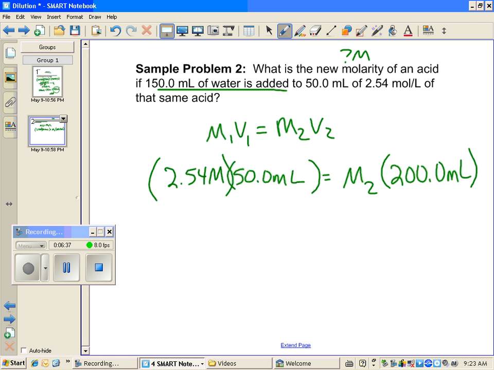And so now when I do this math problem, 2.54 times 50, divide that by 200, and I get 0.635 molar equals M2, which, by the way, is the correct number of significant digits because 50 and 2.54 have 3 significant digits. The key is making sure you don't miss this part of it. That's your answer. That's correct. All right.